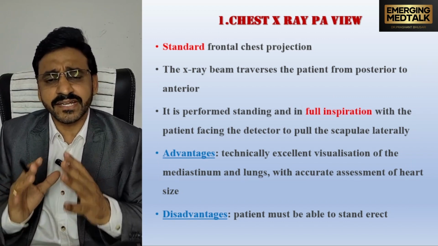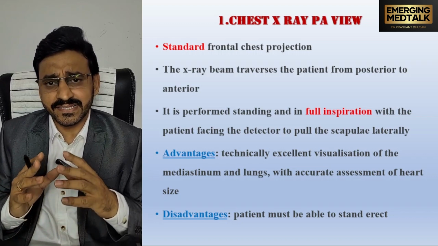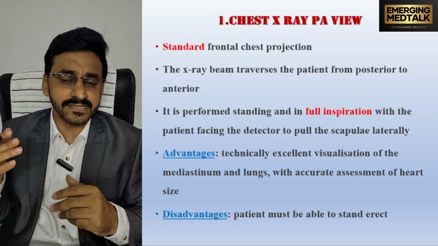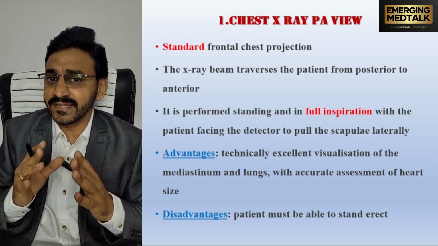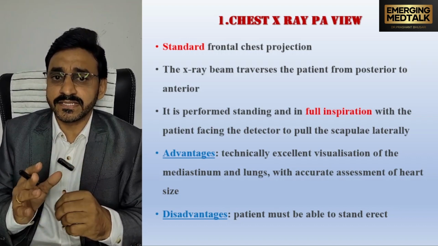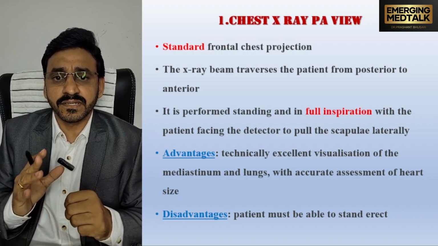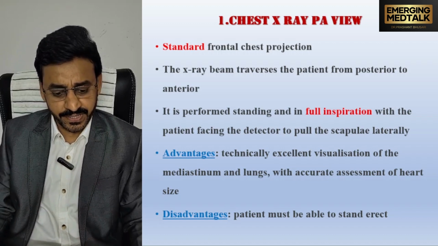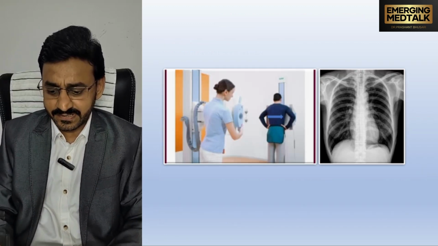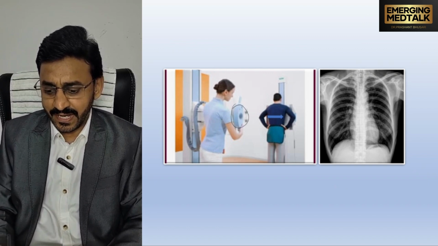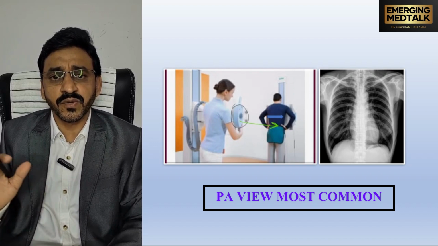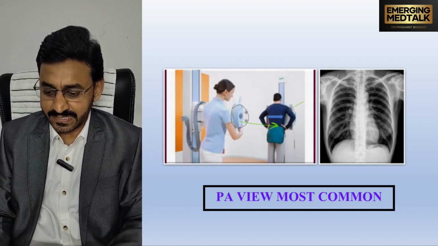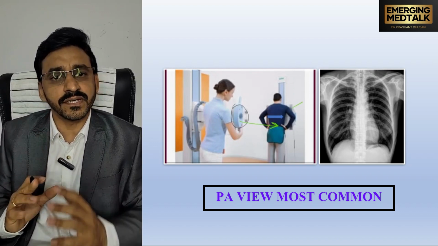It is the standard frontal projection and it is taken in full inspiration, and the X-ray passes from posterior to anterior side, and the film cassette is placed in front of the patient. So this is the PA view. We can see here this is the X-ray tube and how this X-ray passes from posterior to anterior side, and this cassette is placed in front of the patient.